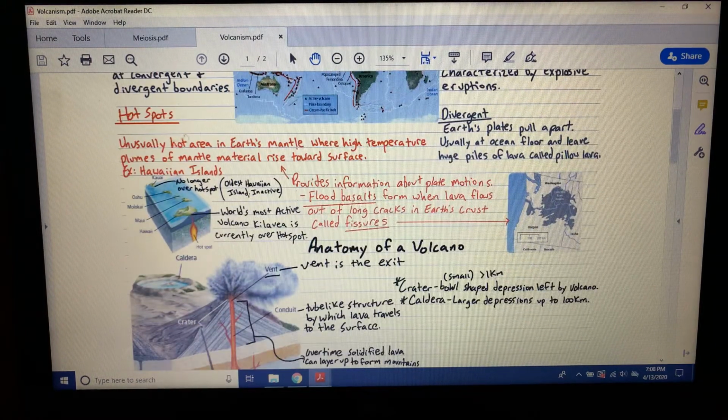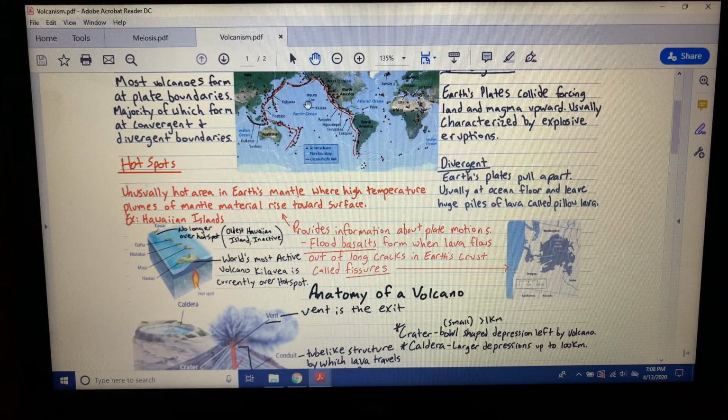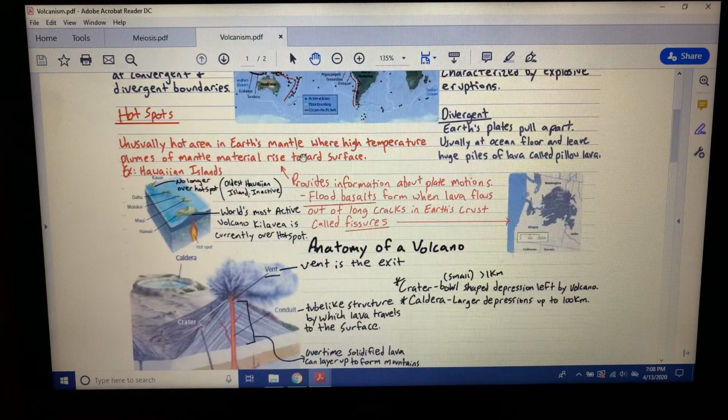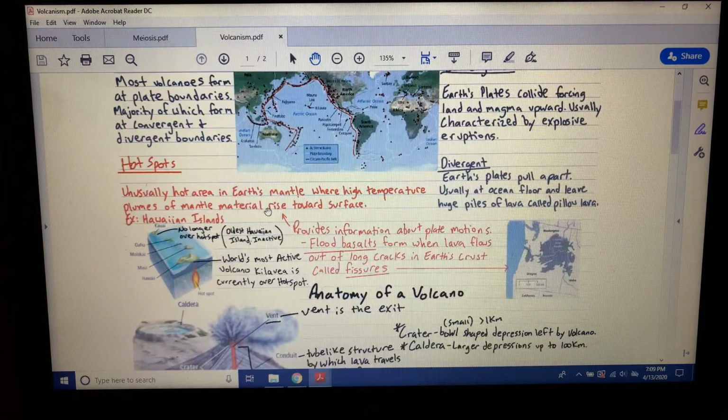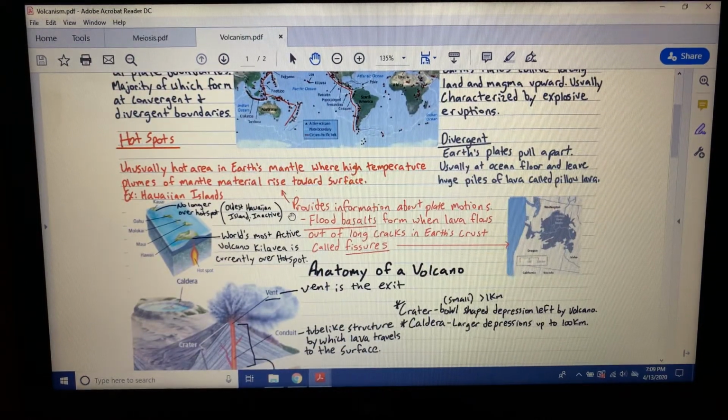All right. Hot spots are a little different. If you can see Hawaii on the map there, from here up into here is a series of hot spots. And so those are going to be unusually hot areas in Earth's mantle where the high temperature plumes of mantle material rise upward towards the surface. You can see an example there of that hot spot where you have that mantle material rising up. An example would be the Hawaiian Islands.